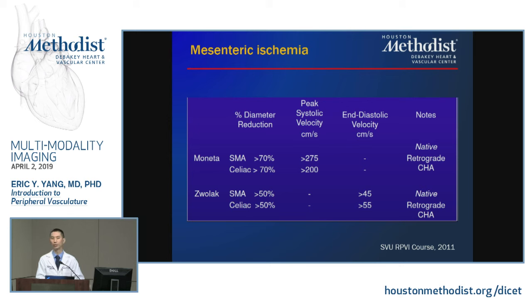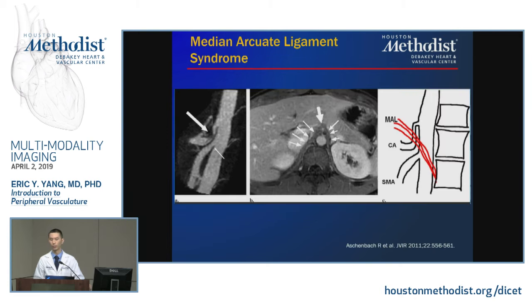Mesenteric ischemia is always a concern, and there are criteria, again, based on peak systolic velocities and end-systolic velocities in terms of evaluating stenoses. And of course, there are syndromes related to the anatomy itself.